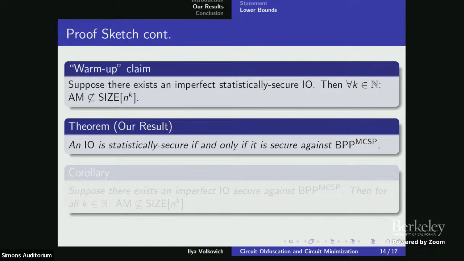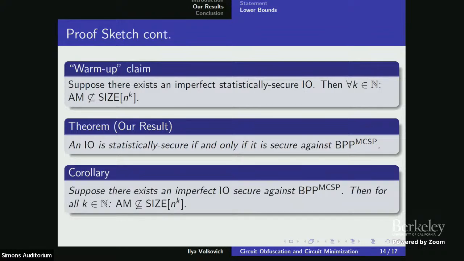So if you plug it in, you can just substitute statistical with stat security. And what you get is something slightly interesting. If you have an imperfect IO, which is secure against BPP to the MCSP, then we have lower bounds against AM. This is maybe slightly more interesting.